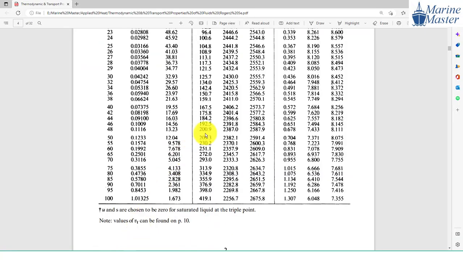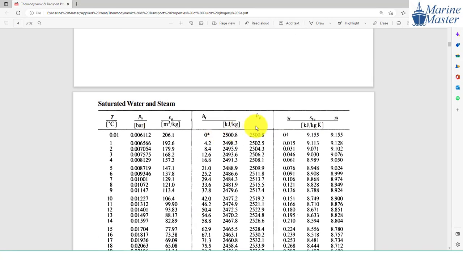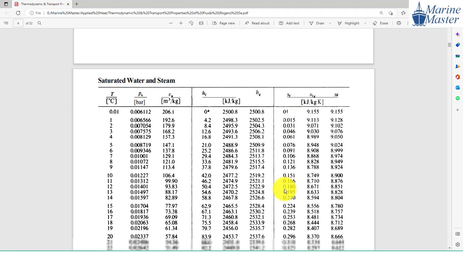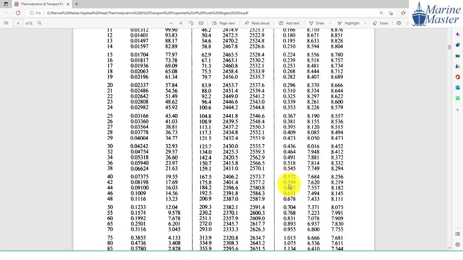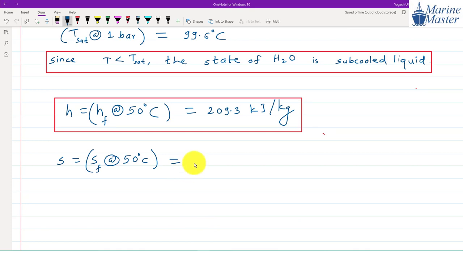We will go to the property table again. Just observe. So temperature corresponding SF, see this column. So 50 degrees Celsius corresponding SF will be equal to 0.704. And the unit will be kilojoule per kg Kelvin. So that is our next answer.